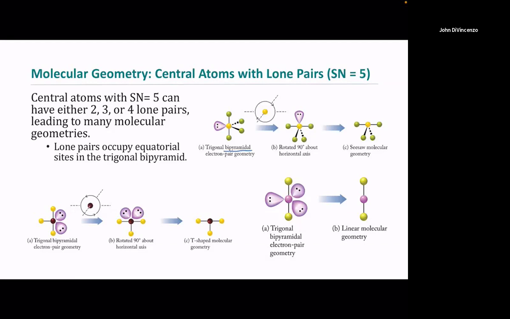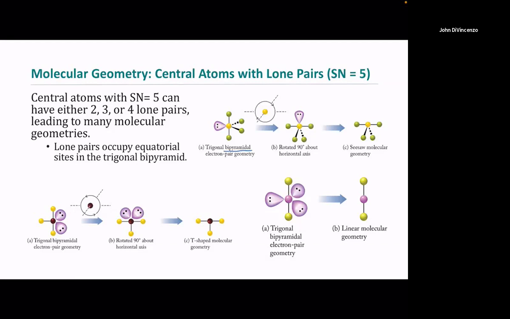Wait, that's not right. Not for this one. I'm confused. That's not neutral. So this is 90 here. These are 120. So where's that on the figure? Go back and look. I didn't see it there. With one lone pair. Okay, there it is.